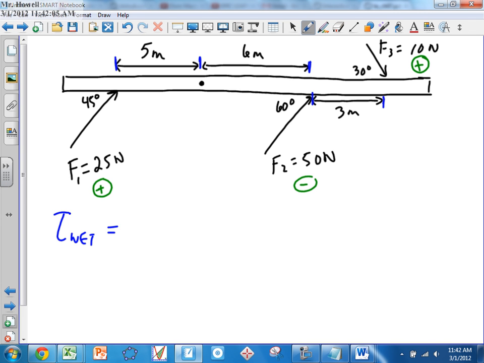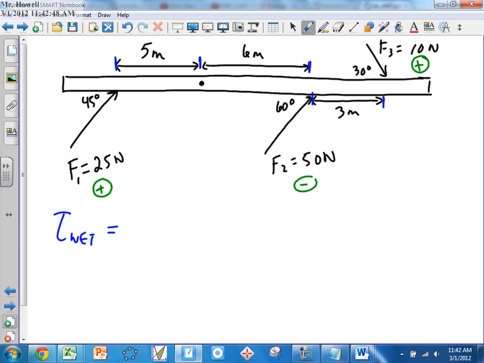So we've got a 25 Newton force at a 45-degree angle at a distance of 5 meters. That's the first one. Then the second one is a 50 Newton force at an angle of 60 degrees at a distance of 6 meters. What is this last distance, everybody? It's not going to be 3. It's going to be 9, the distance from the force to the pivot point, remember. So when you do this math, you have to use 9 as your length, not 3. That's the mistake there. 3 is the distance between these two, but we always want the distance between the force and the fulcrum. So this distance is 6 plus 3, which is 9.